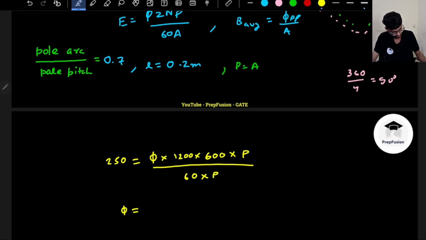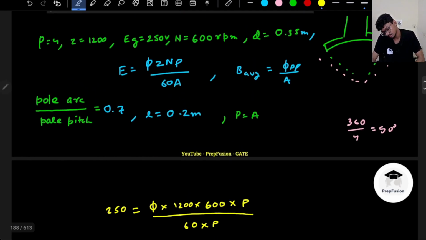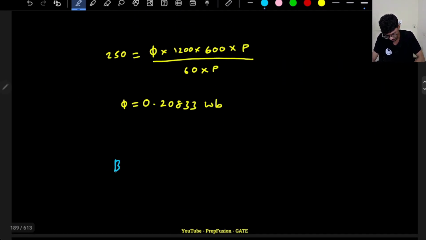So basically your flux per pole will be 1025 divided by 1200, so 0.02 something like that, 0.02833. Okay, this will be the flux per pole. Now B average will be the flux per pole divided by the area that it covers. So what is the area?